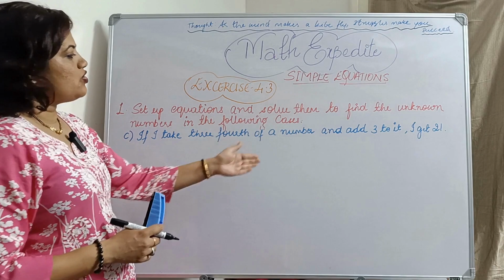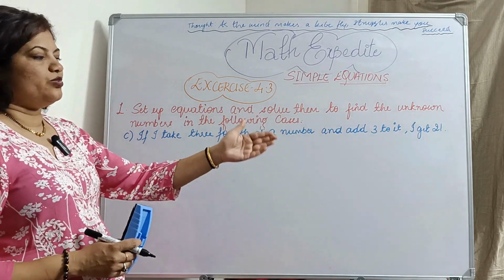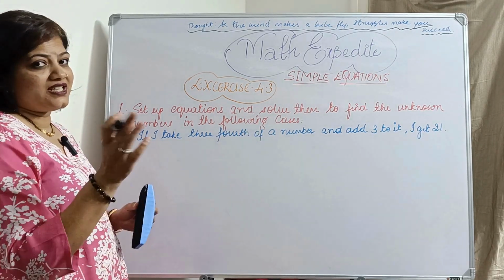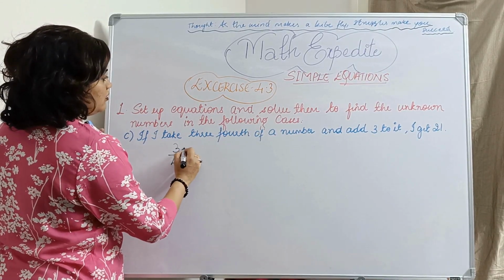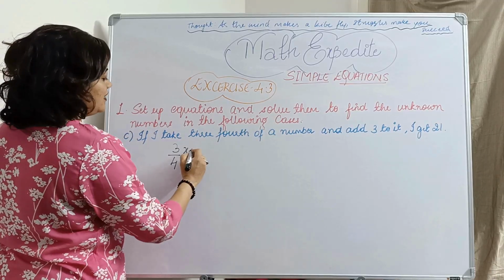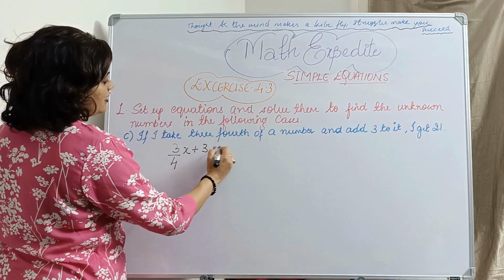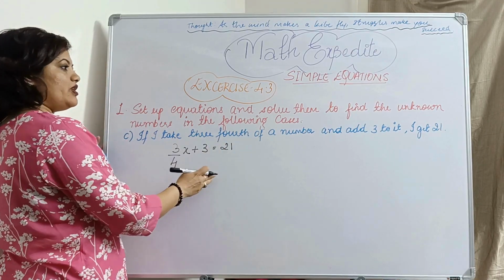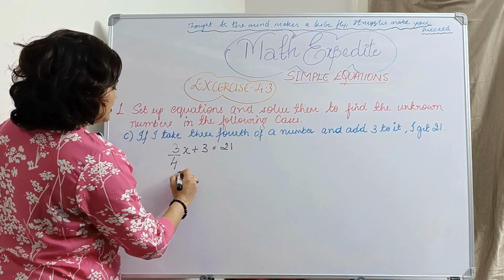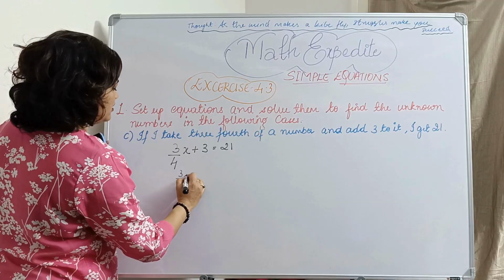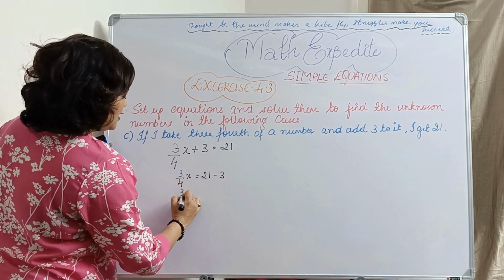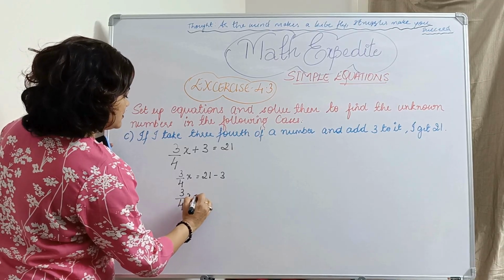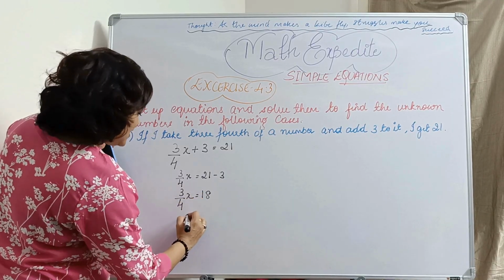Coming to the next one. If I take 3/4 of a number and add 3 to it, I get 21. So let us take that number as x. So 3/4 of x and add 3 to it, I get 21. So this is the equation. Let us solve it. So let us transpose 3. 3/4 x equals 21 minus 3. 3 by 4 x equals 18.